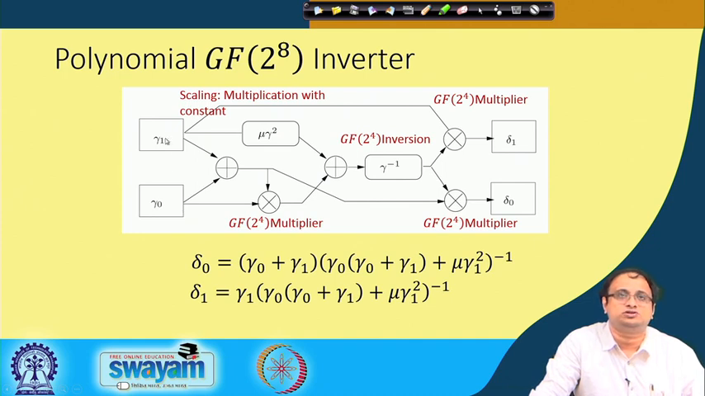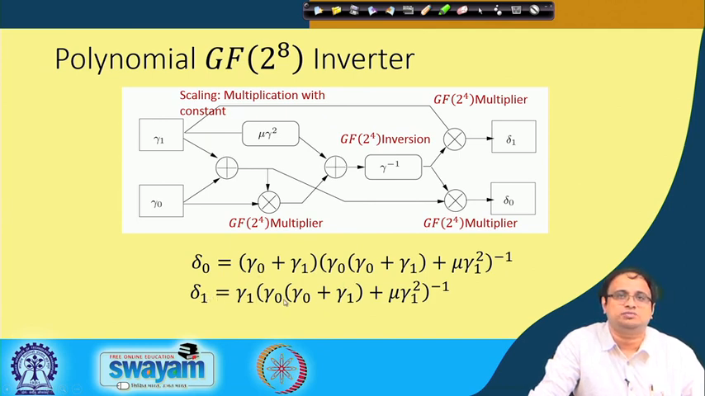So, I have got my inputs gamma 1 and gamma 0, gamma 1 is the higher nibble, gamma 0 is the lower nibble, and if I want to calculate the output delta 1 and delta 0, then I can just try to understand the relation of this circuit with these equations. Okay. So, first of all, let us start with delta 1.